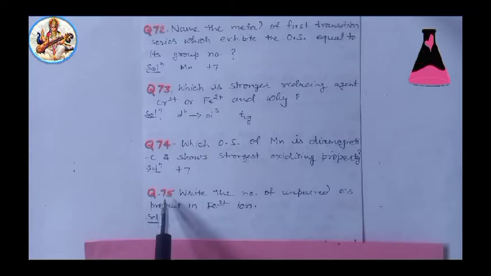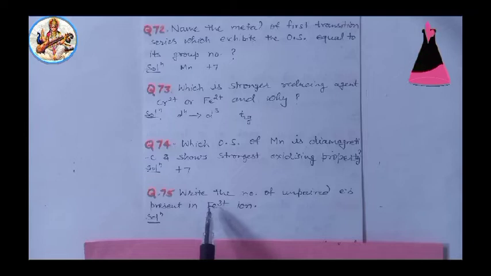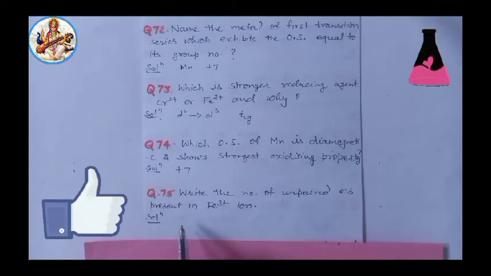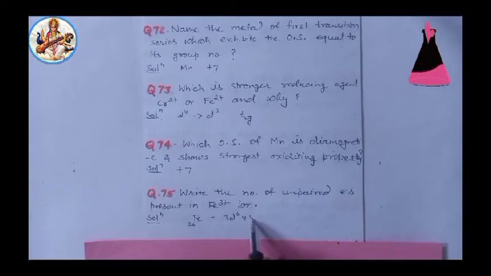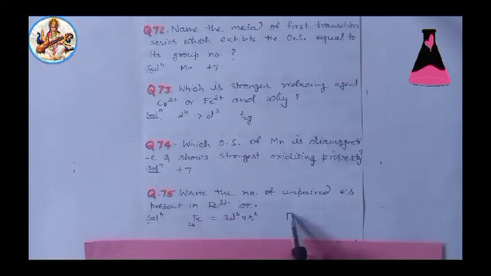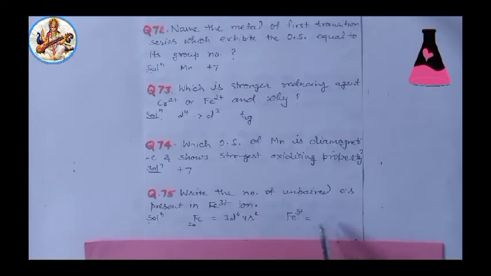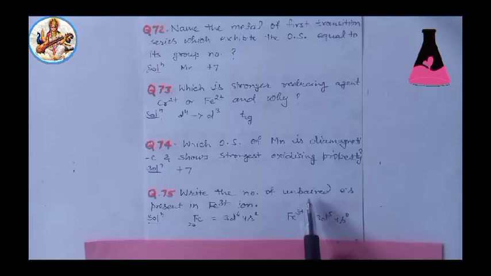Next, question 75. Write the number of unpaired electrons present in the Fe3+ ion. The answer will be: the electronic configuration of Fe, atomic number 26, is 3d6 4s2. Thus, the electronic configuration of the Fe3+ ion is 3d5 4s0. So the number of unpaired electrons present in the ferric ion is equal to 5.